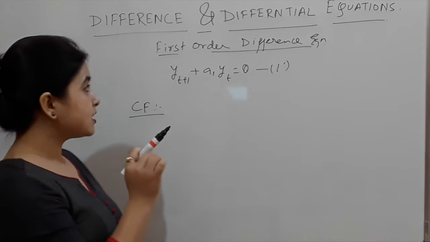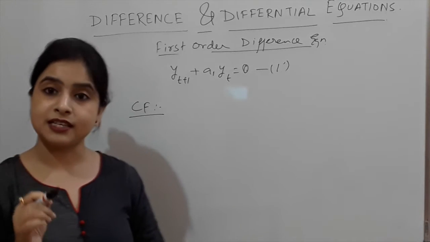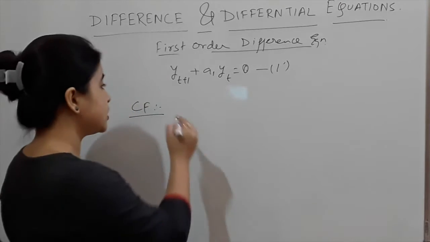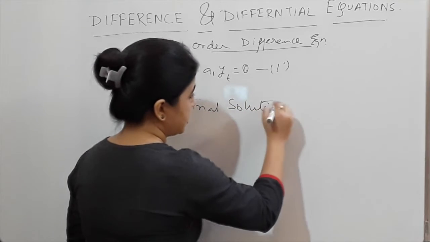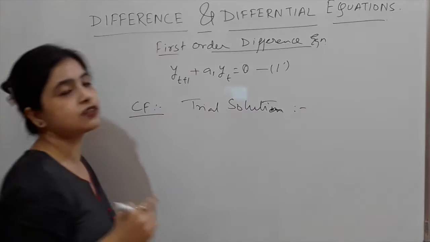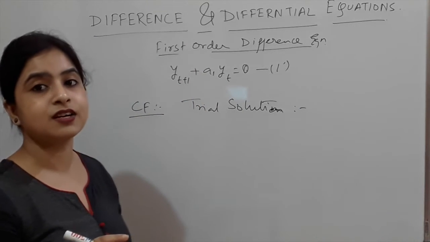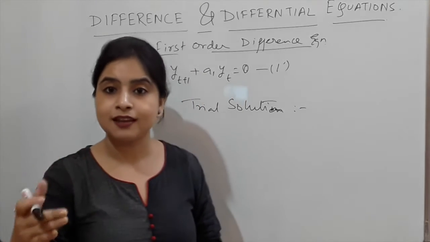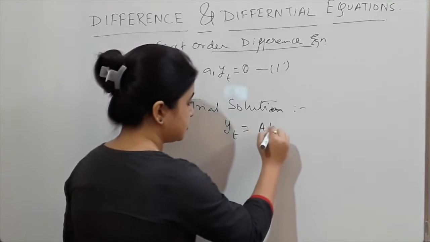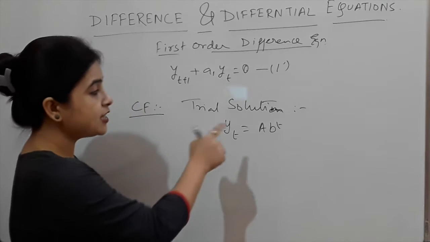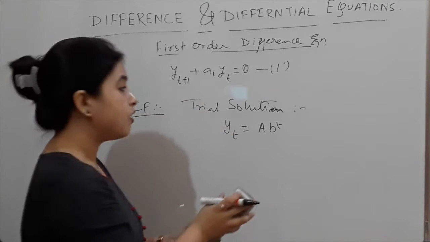So this is the first condition, and the second condition is that we need to consider a trial solution. So here the trial solution is again somewhat different from what we have considered for the differential equation. So here the trial solution is a times b to the power of t.